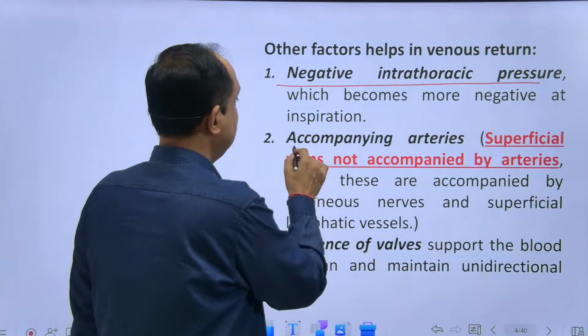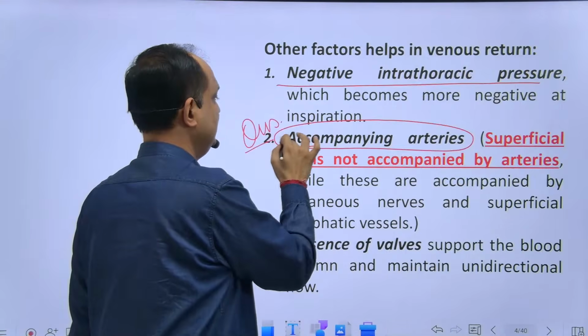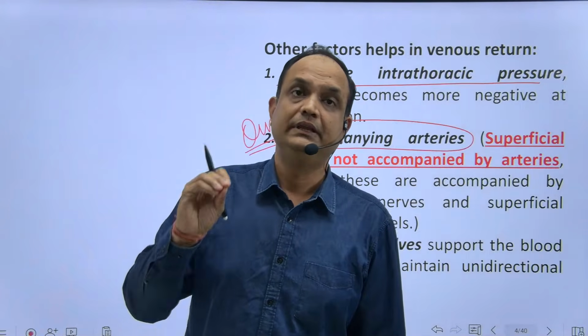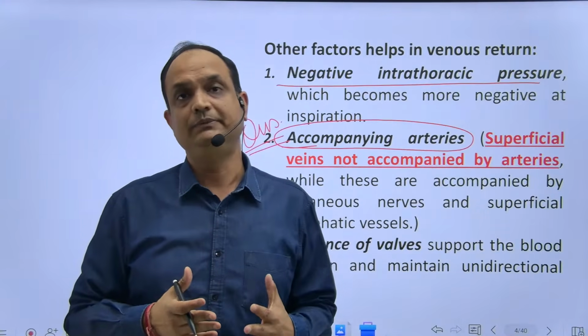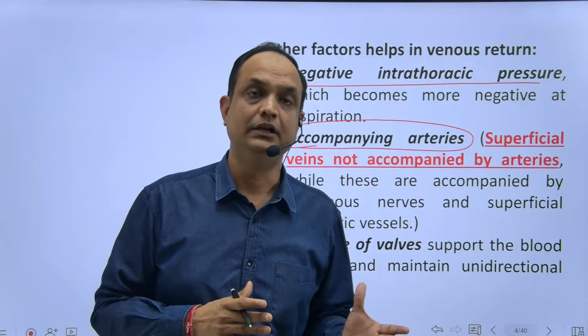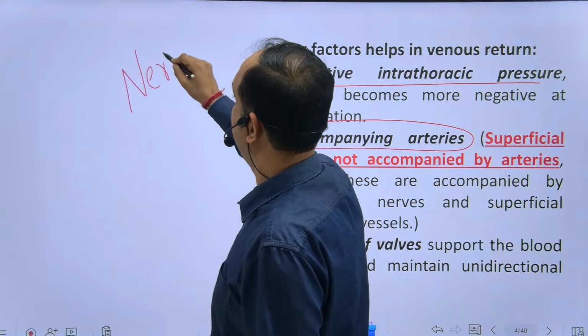The second thing is the accompanying artery. This is the important thing to understand: whenever you have veins in the body, there are two sets of veins, superficial veins and deep veins. You have to keep in mind that superficial veins do not accompany the artery. Superficial veins are accompanied by nerves and lymphatics.